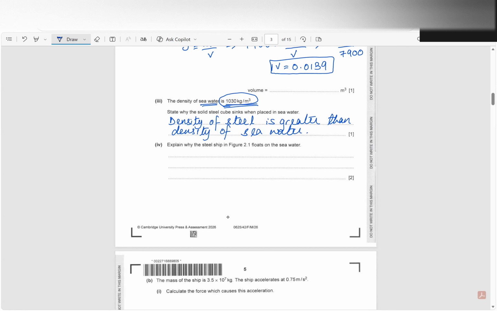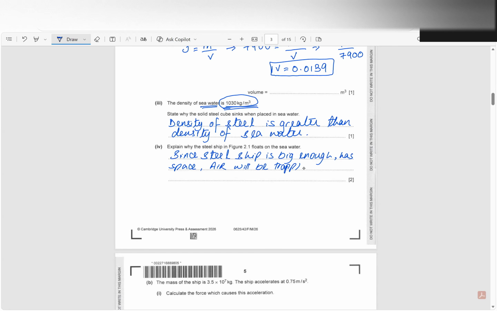We're simply going to say, since steel ship is big enough, and further it has spaces in between, therefore air will be trapped inside of that ship.